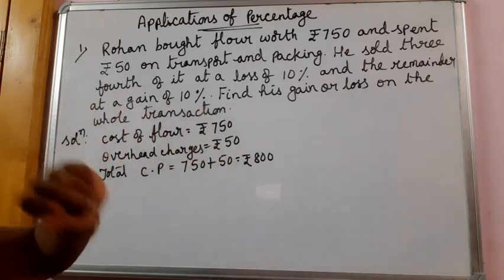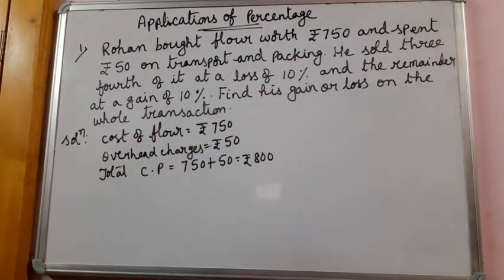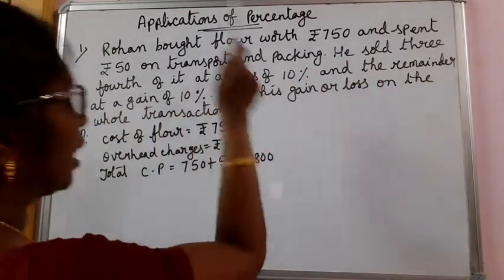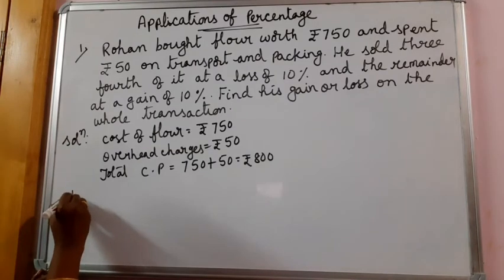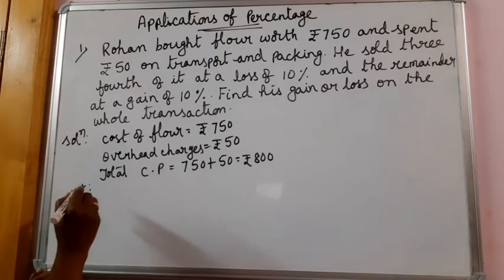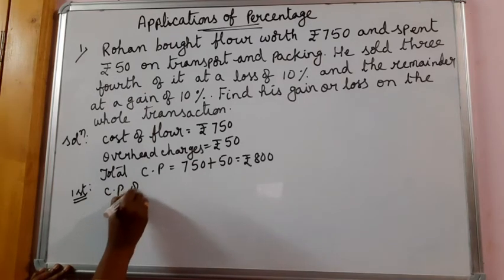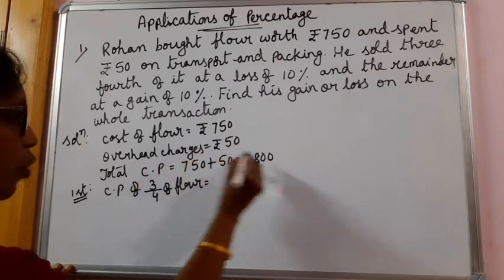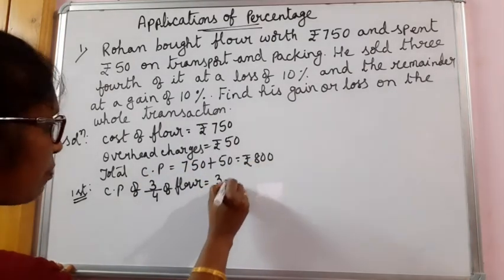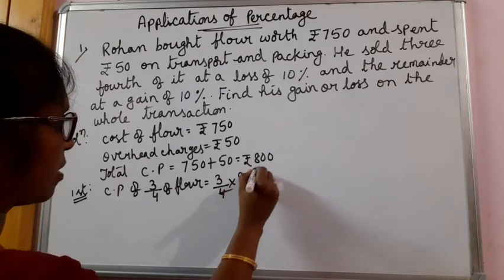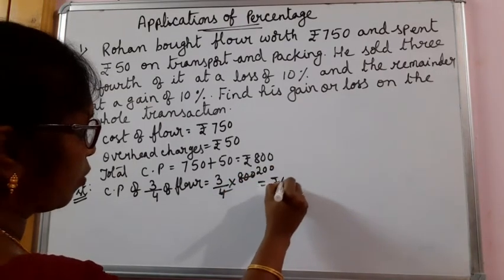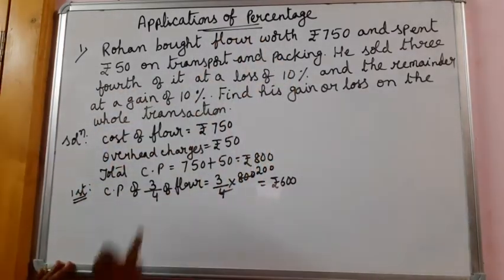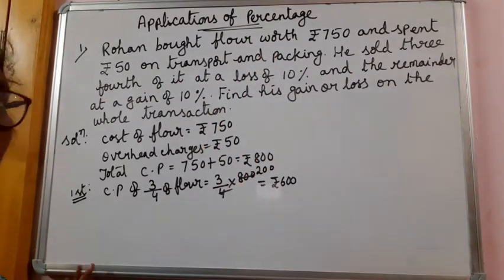Okay, then there are two situations. In the first situation, he sold 3/4 of it at a loss of 10%. So let us do the first case. Cost price of 3/4 of flour: total cost price is 800 rupees, so 3/4 of 800 is 600 rupees. And 3/4 of the flour he sold at a loss of 10%.